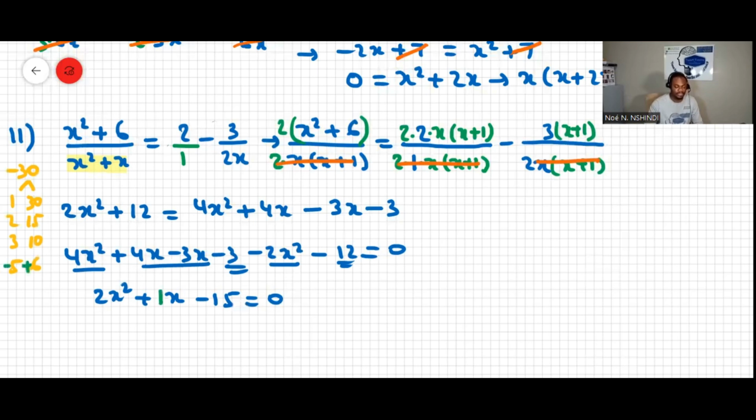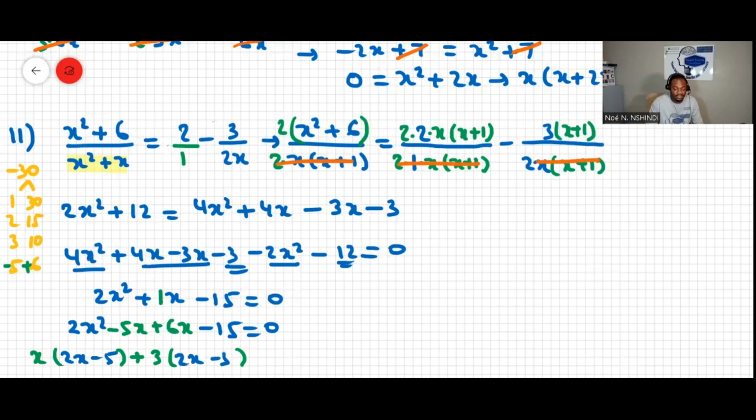So over here, this can be written as 2x squared. Instead of me writing 1x, I'm going to say minus 5x plus 6x, because they make 1x, minus 15 equals 0. Now we can factorize by grouping. I'll take 1x here in the bracket like that, and then the other one I'll say plus 3. I can take 3 for common factors. If I take x there for common factor, that makes 2x minus 5. And if I take 3 there for common factor, that makes 2x minus 5 equals 0.